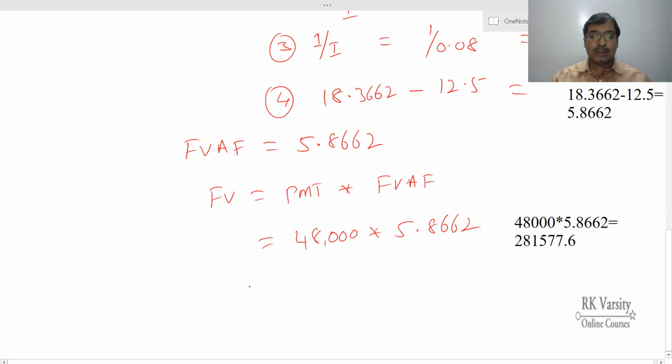So the amount that you receive after 5 years, or that you save, is 2,81,578. So if you are making a 48,000 investment for 5 years compounded annually, then at the end of the 5th year you will have 2,81,578 as your savings. This is how you need to calculate the future value annuity factor and future value annuity amount. Thank you.